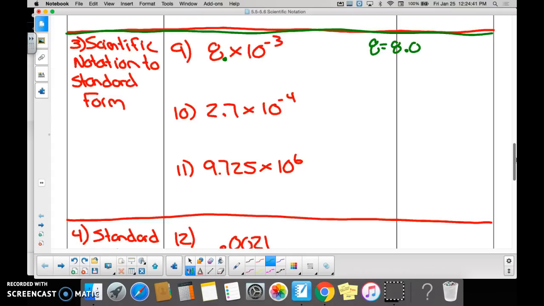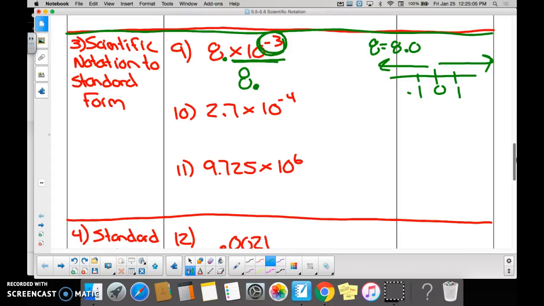So what we're going to do is take the number 8, I'm going to rewrite it right here, and we're going to multiply it by 10 to the negative third power. If you remember back to my definition, I said that a negative exponent means you move the decimal point to the left. Think about a number line. Here's 0, here's 1, here's negative 1. All the negatives are to the left, all of the positives are to the right, as you know. So we have the number 8 with our decimal point right there, and we're going to move it to the left 3 spots. 1, 2, 3.